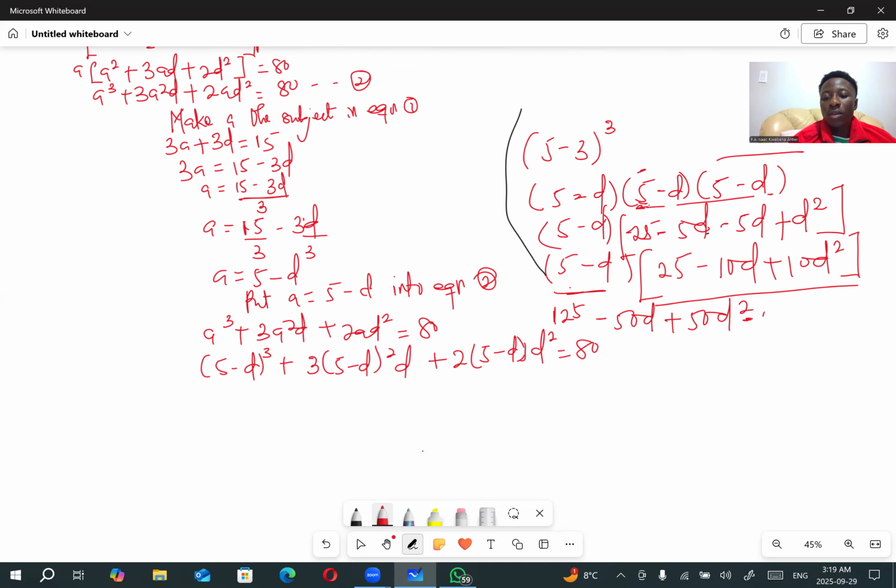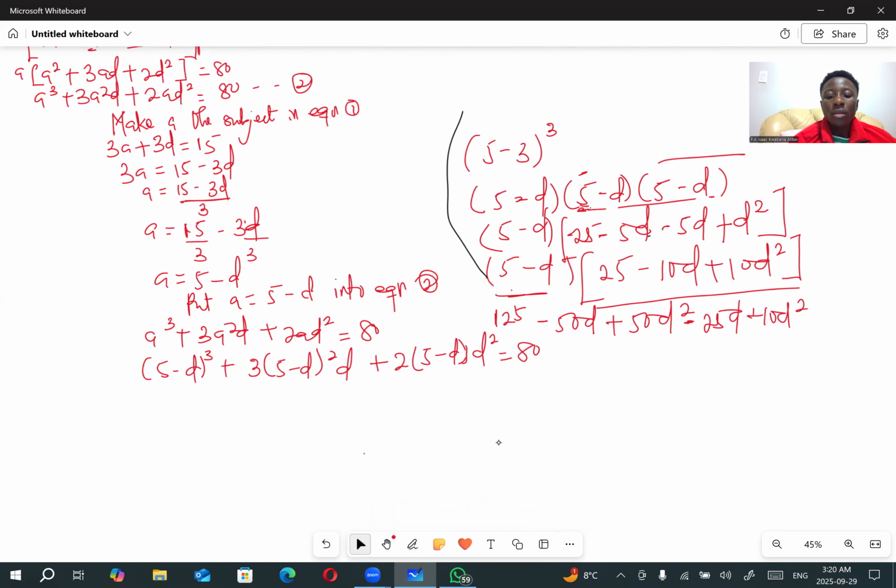Then you come to the minus D, you do the same. Minus D times 25 is minus 25D. Minus D times minus 10D will be plus 10D squared, right? Then minus D times plus 10D squared will be minus 10D cubed. You see?